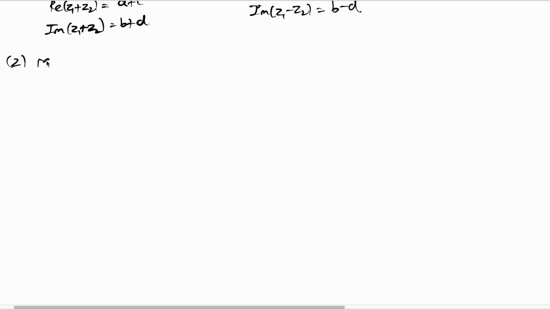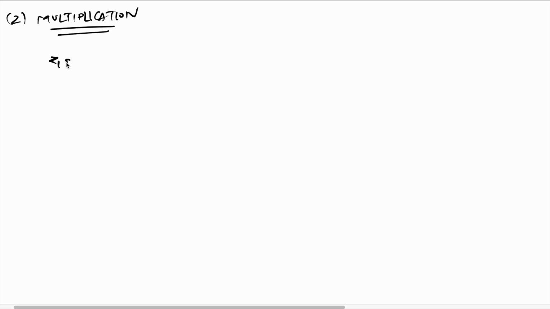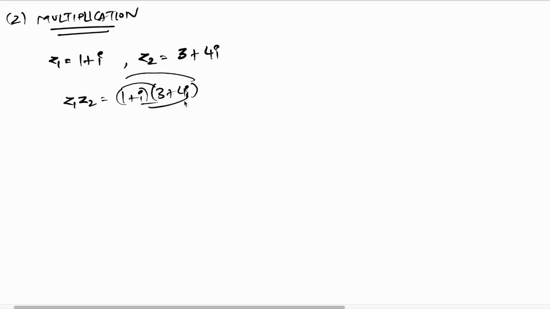Next, we'll go to multiplication. If I have a complex number z1, which is 1 plus i, and a complex number z2, which is 3 plus 4i, and I have to multiply z1 into z2, we'll follow the normal expansion procedure, which is a 4-step expansion in this case.